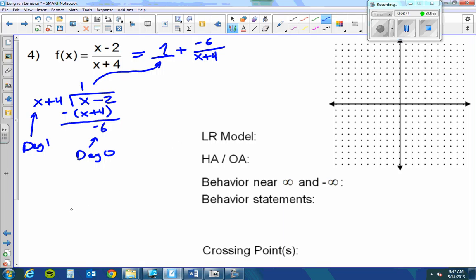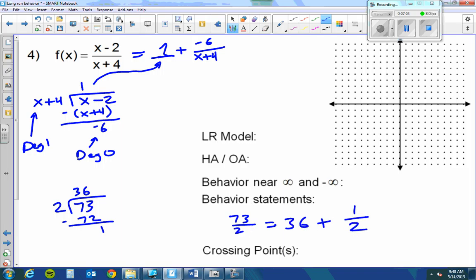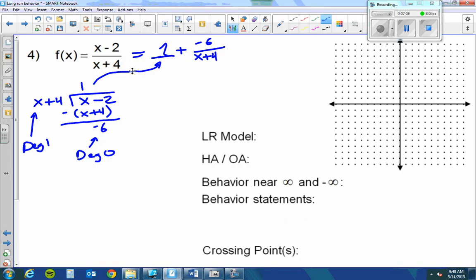And look, it's the same process as if you took a number, like let's say I took 73 divided by 2. Well, just watch for a second. 73 halves. It goes in 36 times, by the way. I'm just going to do it really quickly. You multiply, you get 72. Subtract, you get remainder 1. So 73 over 2 can be rewritten as this whole number plus the remainder over the divisor. That's the process we're doing. Okay? So we get a polynomial plus the remainder over the divisor.